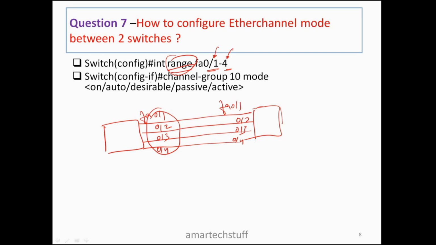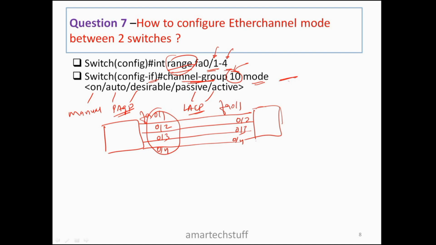Once I go into the interface configuration mode, channel-group. So channel group is nothing but the EtherChannel. Channel-group 10, 10 is the number of that EtherChannel. We have assigned a number to that EtherChannel, followed by the keyword mode, and then followed by the actual mode. So we have 5 options over here. On means, as you know, manual. Auto and desirable are for PAgP, you can use these 2 options, or passive or active. These options are available with the LACP protocol, which is the open standard protocol. So this is how we can configure our EtherChannel mode between the 2 switches.